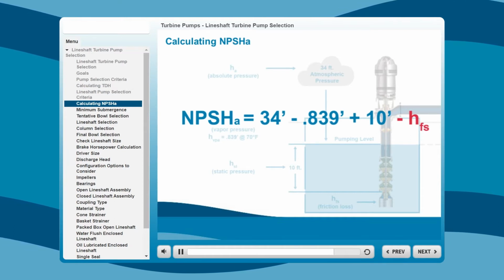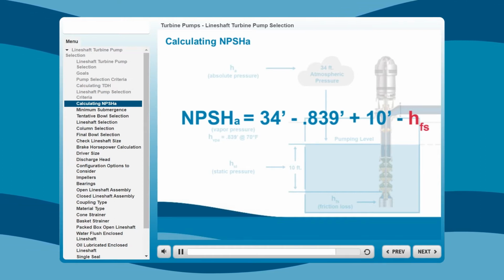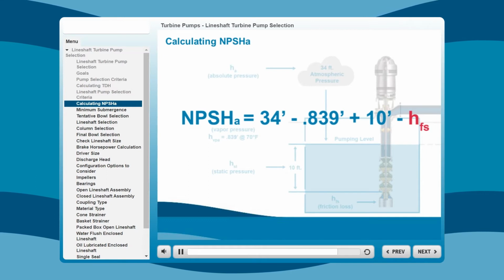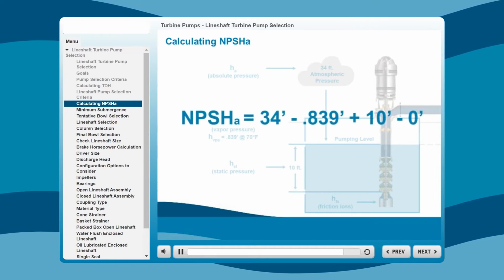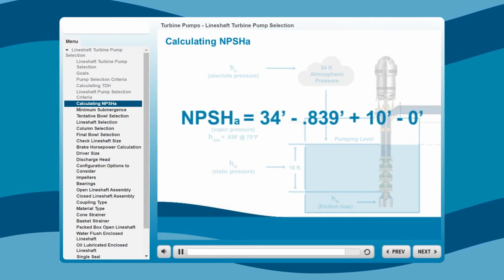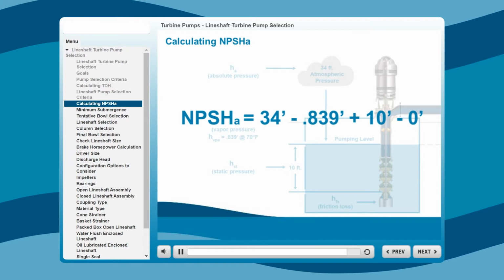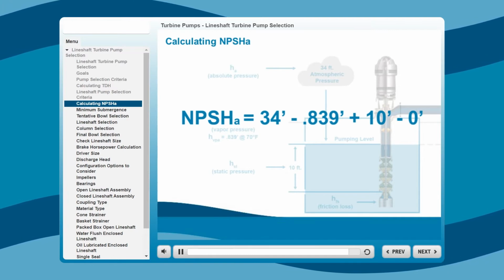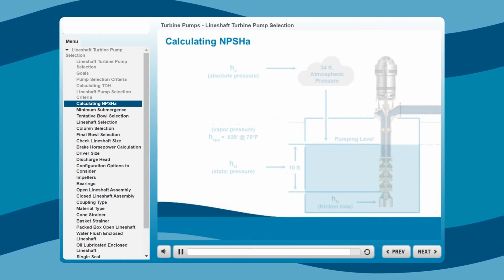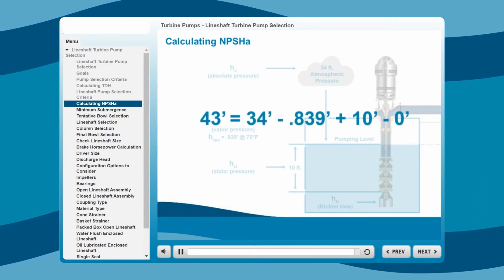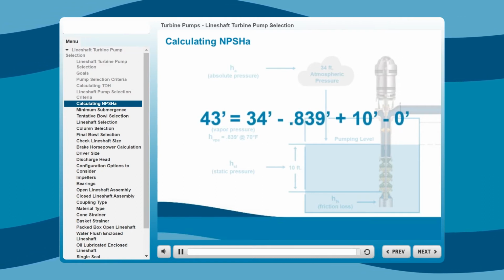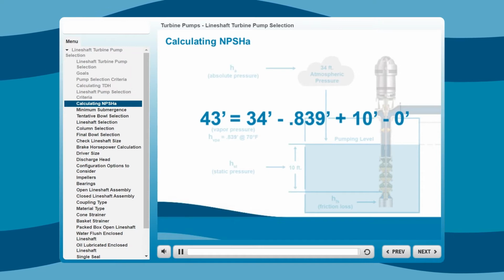Finally, we have to subtract our friction loss. Because we do not have anything connected to the pump inlet, our HFS is equal to 0. So, 34 feet minus 0.839 feet plus 10 feet minus 0 gives us an NPSH-A of 43 feet. And for our example, an NPSH-A of 43 feet is sufficient to cover our pump needs of 6 feet.